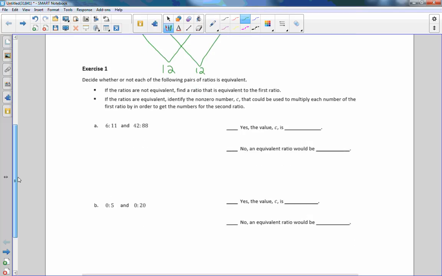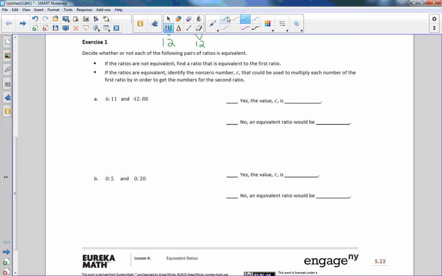Okay. Exercise 1. Decide whether or not each of the following pairs of ratios is equivalent. If the ratios are not equivalent, find the ratio that is equivalent to the first ratio. So I'm going to do the same thing I did up here. I'm just going to do those little V's, or they look like W's when you do two of them. Okay, so we're going to go like this. And 42 divided by 6 is 7. So now I need to come over here, and I'm going to put a 7 here.